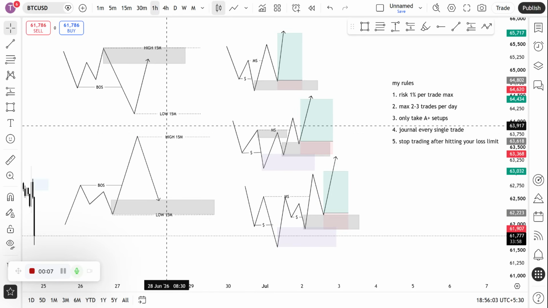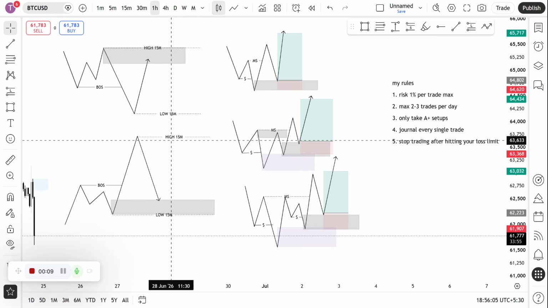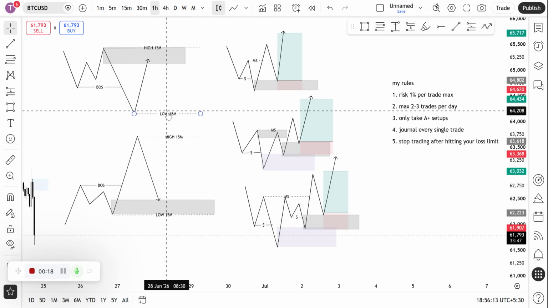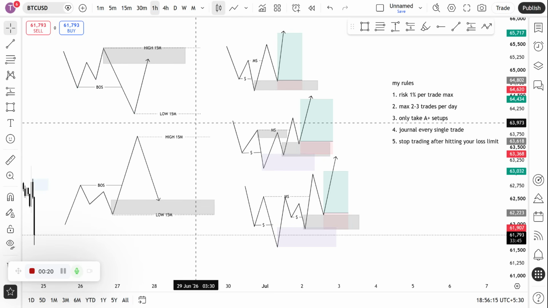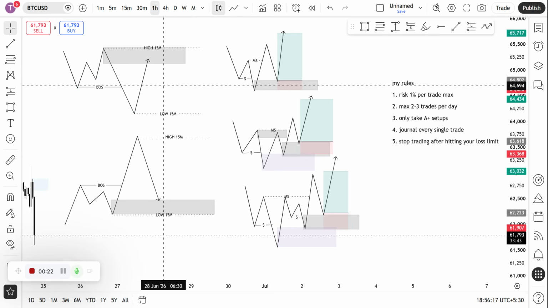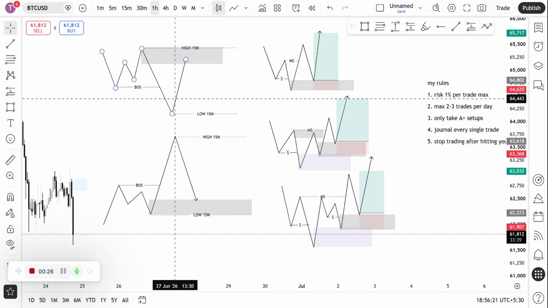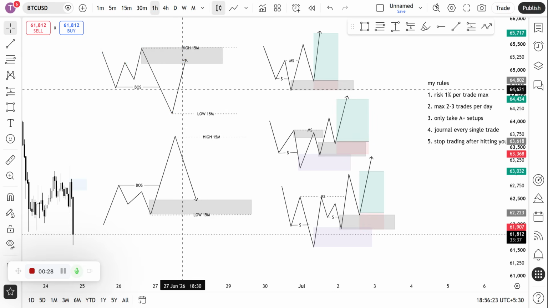So today I'm going to explain my entry model. I'm on my middle time frame, my M15, be it M15 or M30, whatever middle time frame you have. So right now, this is my middle time frame, my M15.